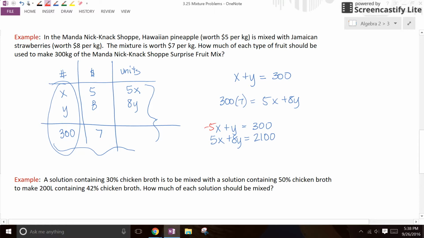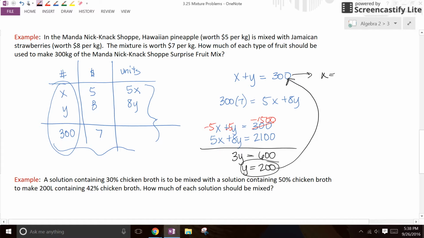So I will multiply all of these by -5, which will make that -5x, that -5y, and this -1500. And when I combine all that together, the x's will cancel. I'll get 3y equals 600. So y is equal to 200. And once I know y is equal to 200, back in this equation I know that x must be 100 then. Or I can tell her she needs 100 kilograms of pineapple and 200 kilograms of strawberries.